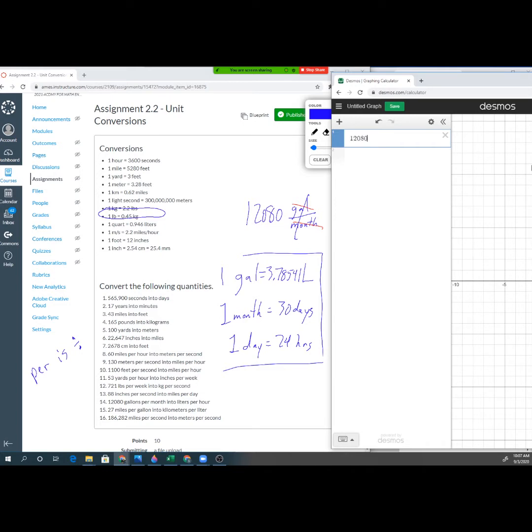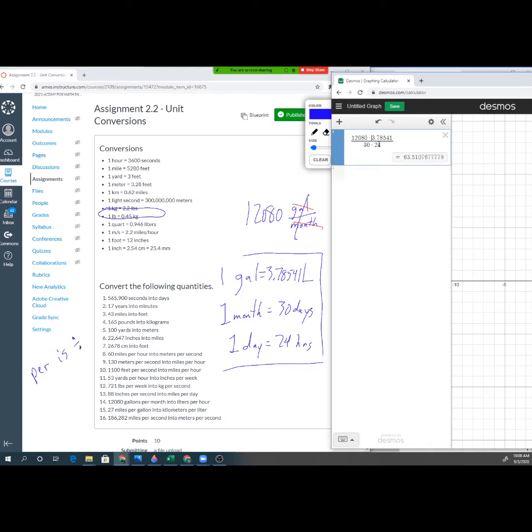It was something like 1280 times 3.78541, divided by 30, divided by 24. Which I'm going to do times 24 just to show what's on top, what's on bottom. And this thing I know I have out in front. I'm going to put it up here, but it won't make any difference.